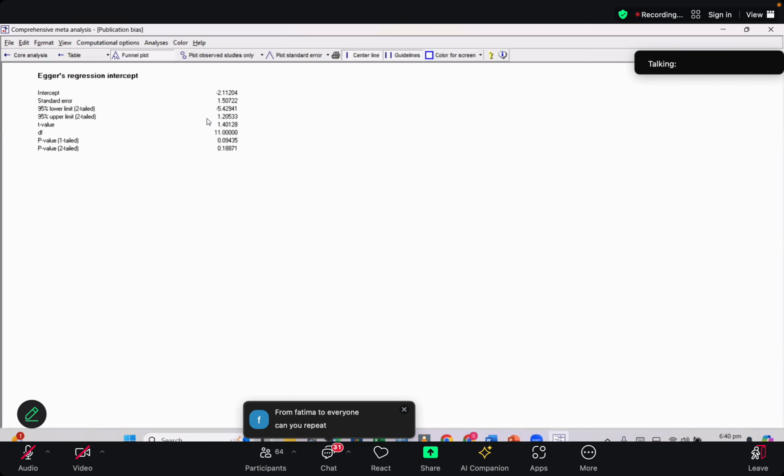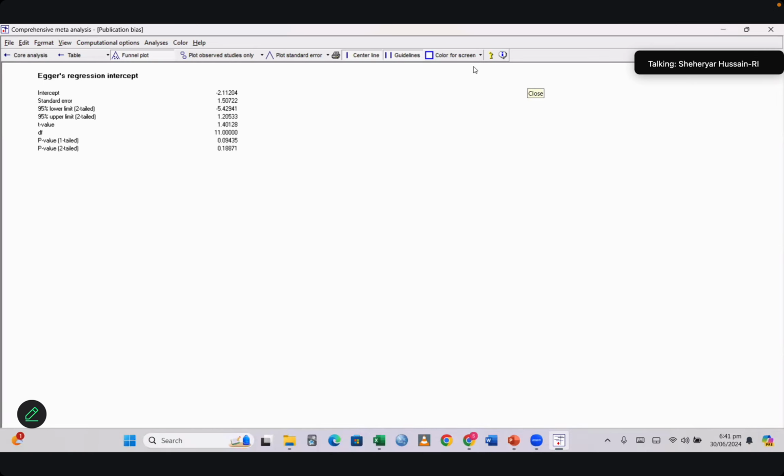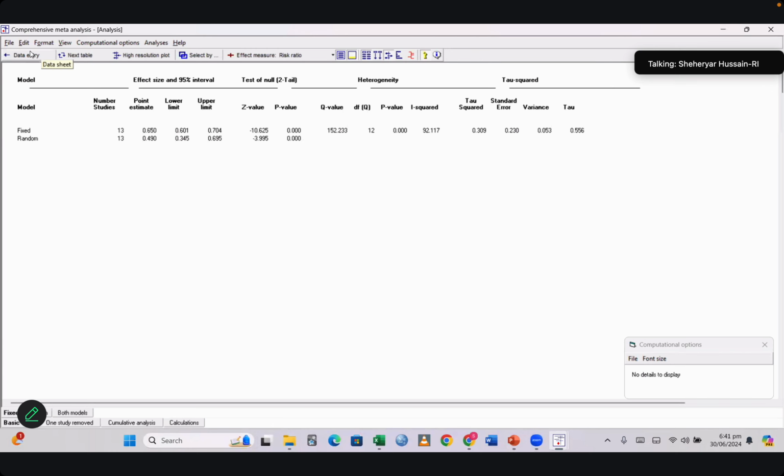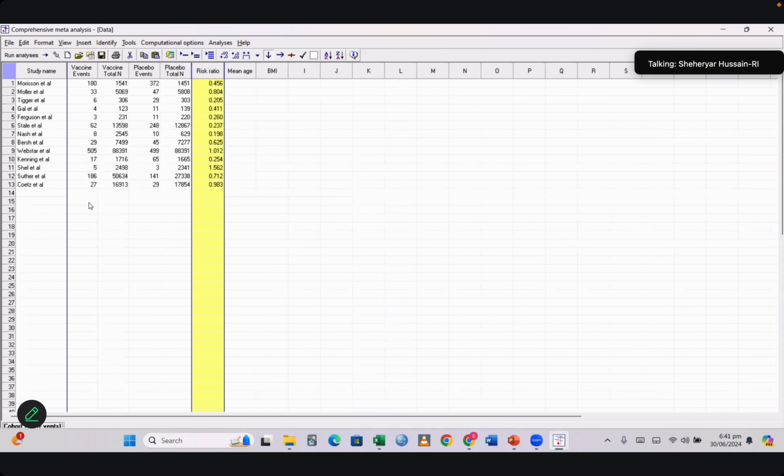All right. So Eggers test is also a way of assessing publication bias. It gives you the p-value. You're not going to do anything. You are going to enter the data in Comprehensive Meta-Analysis or Stata. Stata is paid software, and I don't have it. Comprehensive Meta-Analysis, you can get the trial version or the full version as well.